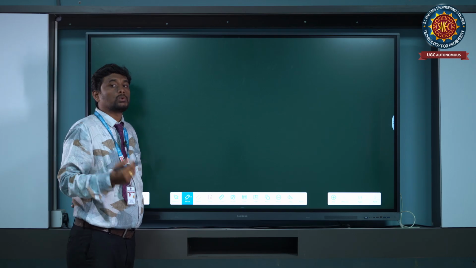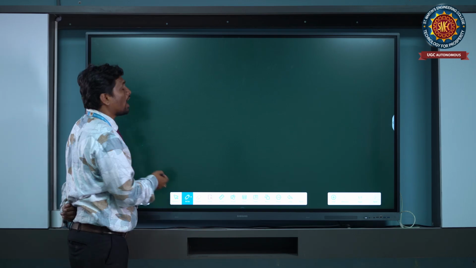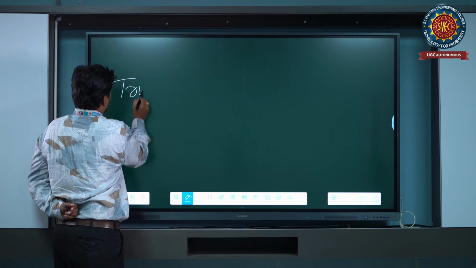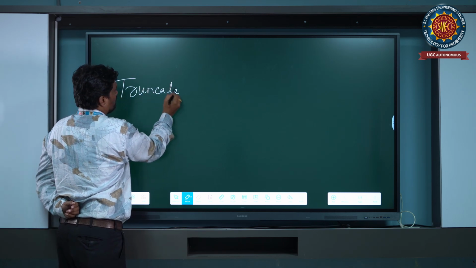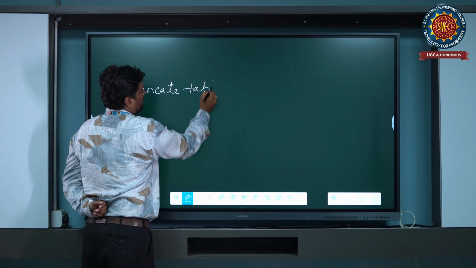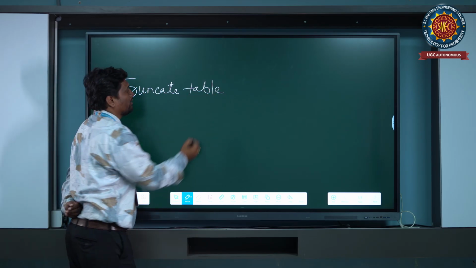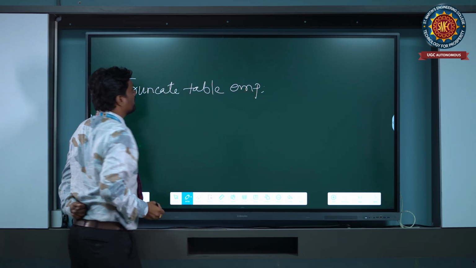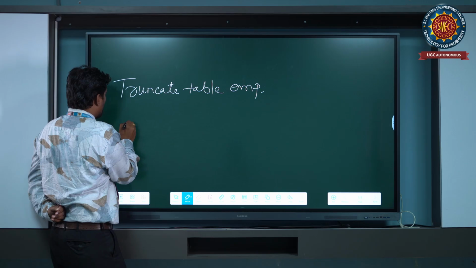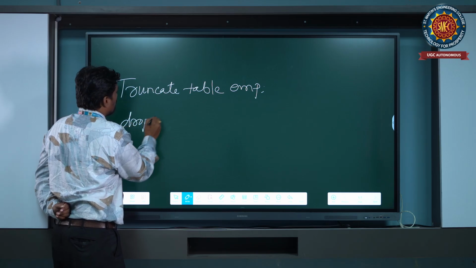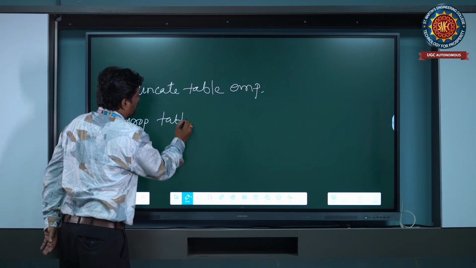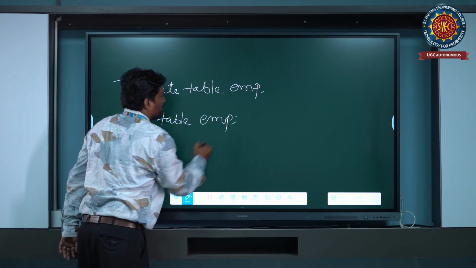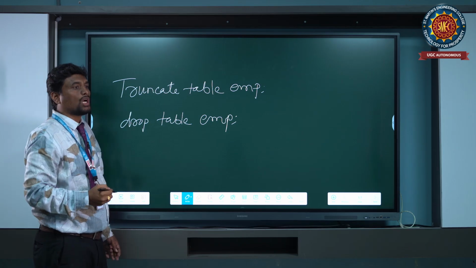Next one is how to do the truncate. TRUNCATE means all rows are deleted at a time. TRUNCATE TABLE table name. Table name is employee EMP. This is truncate. How to do the drop? DROP TABLE EMP. This is the drop. And next one is alter.